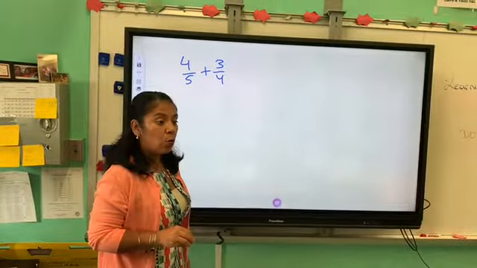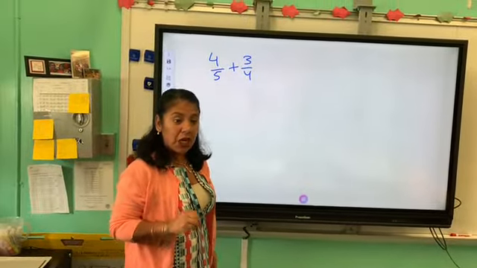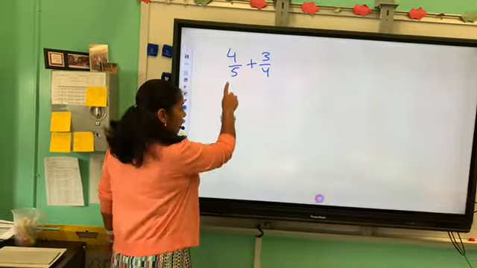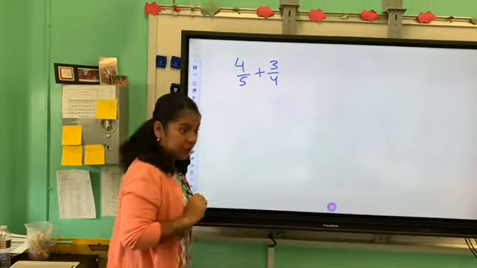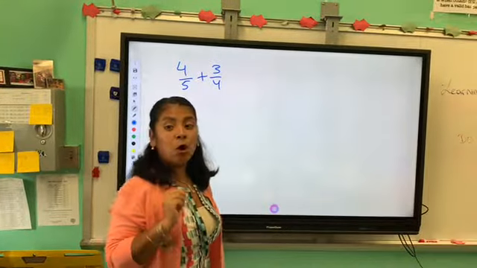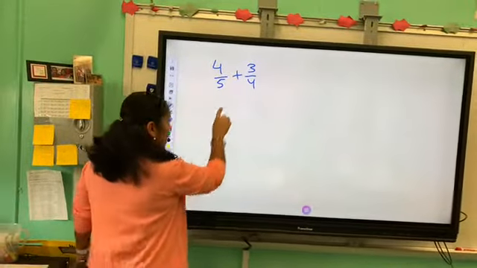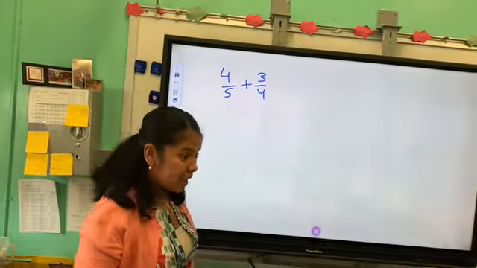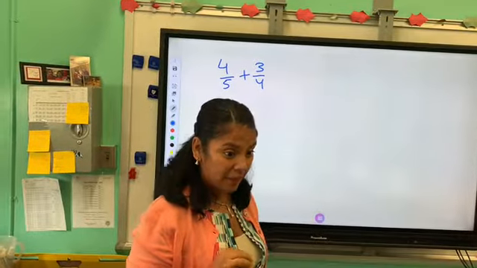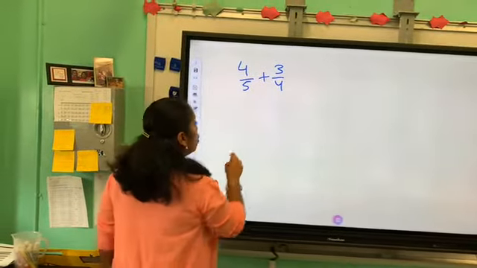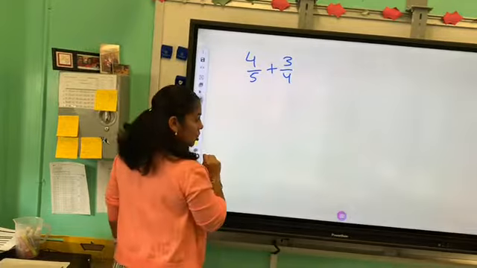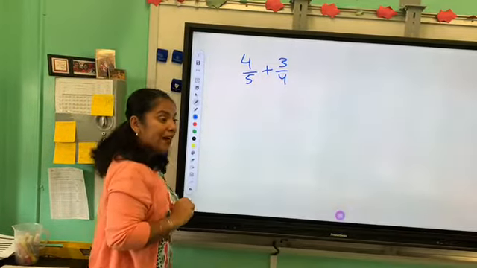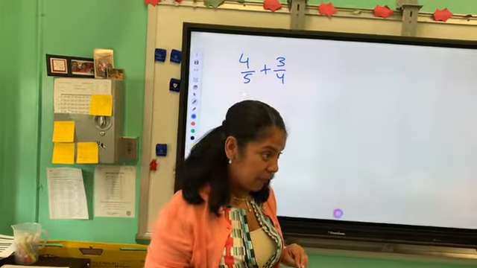Okay, now we're going to be working with addition of fractions with unlike denominators, as you guys could see. Okay? So what I'm going to do is the following. If I have unlike denominators, as you know, we cannot add them because we must have like denominators. So what should I do in order to add these fractions?